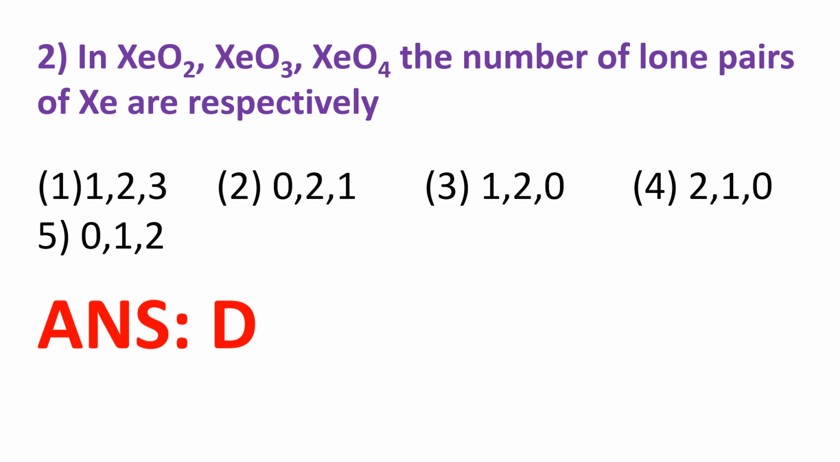Second question, in xenon dioxide, xenon trioxide, xenon tetroxide, the number of lone pairs of xenon are respectively. XeO2 contains two lone pairs, then XeO3 contains one lone pair, and XeO4 contains zero lone pairs. D is the right answer.